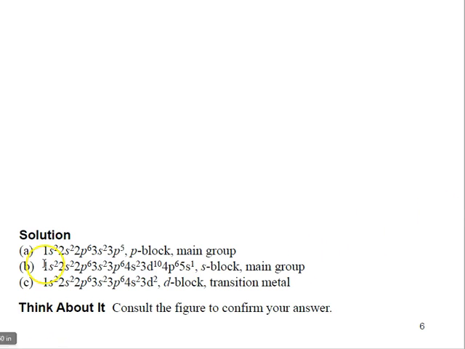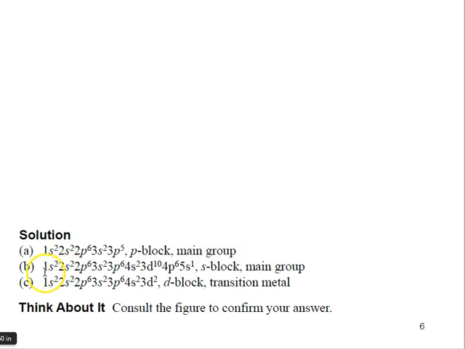Here we go. Part A. 1s2, 2s2, 2p6, 3s2, 3p5. If we add up these numbers, it should equal 17. 2, 4, 10, 12, 17. Where does it reside? Well, it ends in P. It's in a P block area. It's not in the very middle. It's a main group element.